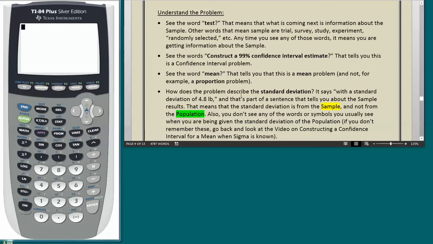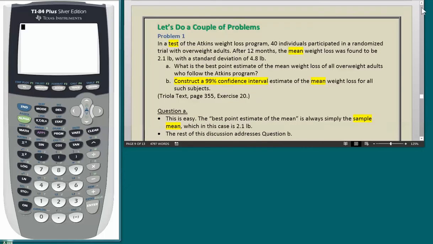Now, how does the problem describe the standard deviation? It says with a standard deviation of 4.8 pounds. And that is part of a sentence that tells you about the sample results. Let's go back up and look. Here, in the first sentence, it talks about the Atkins weight loss program, and it says 40 individuals participated in a randomized trial. And by the way, there's another word, trial, that means sample. So they're telling us about the sample here, and then they go on to give us more information about the sample. After 12 months, the mean weight loss was found. They're giving you information about the sample.